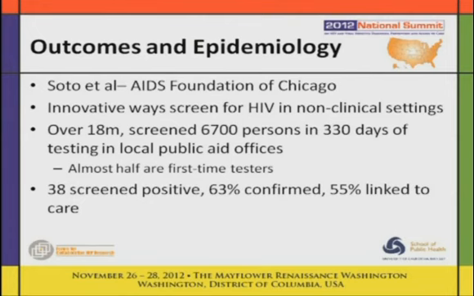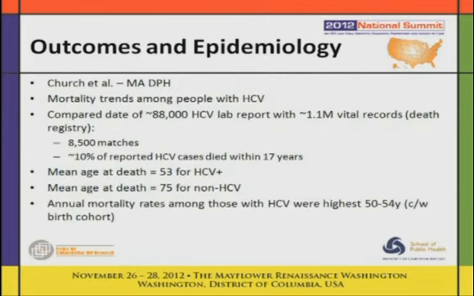The next was the AIDS Foundation of Chicago. Also innovative ways to think about HIV screening in non-clinical settings. Over an 18-month period of time, 6,700 people were tested over 330 days of testing at local public aid offices. Almost half were first-time testers, so that was nice to see. 38 screened positive, 63% of those confirmed, and 55% linked to care. Also speaking to the challenges when you get somebody out of a non-medical setting of really getting them back into a medical setting to confirm their diagnosis and link to care.